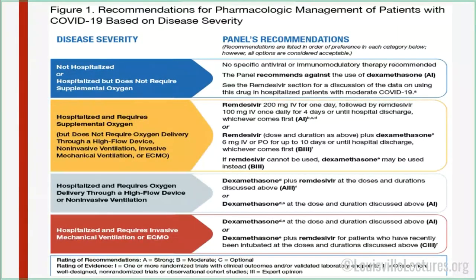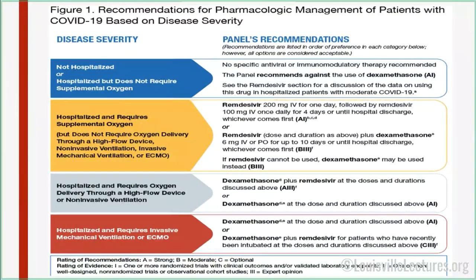Now, when you have hospitalized patients that do require supplemental oxygen, and again, we're talking low flow oxygen, not high flow oxygen, not non-invasive ventilation or mechanical ventilation or ECMO, then remdesivir is recommended. The dose is 200 milligrams on the first day, followed by 4 days of 100 milligram IV dosing, or until hospital discharge, whichever comes first.